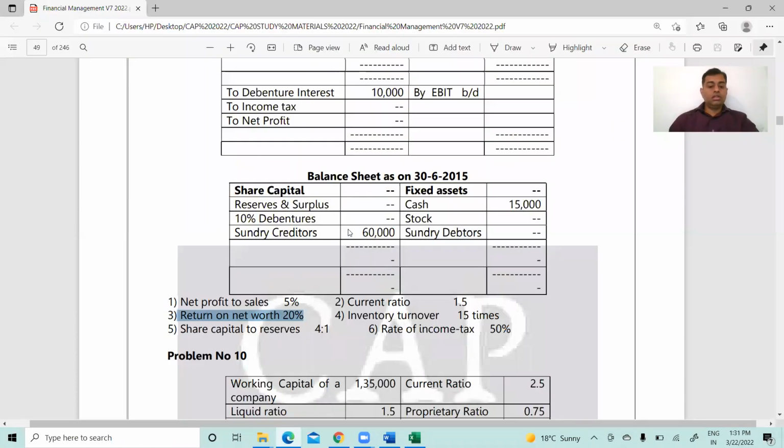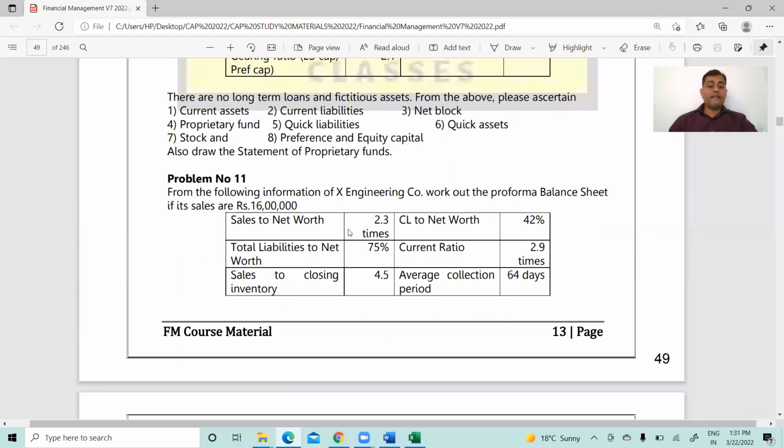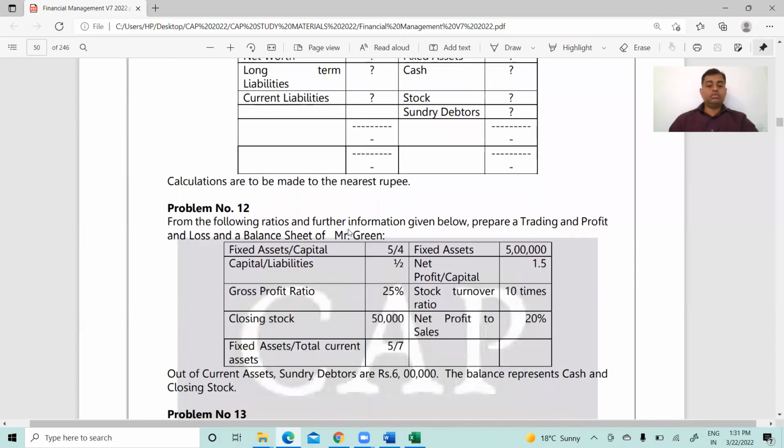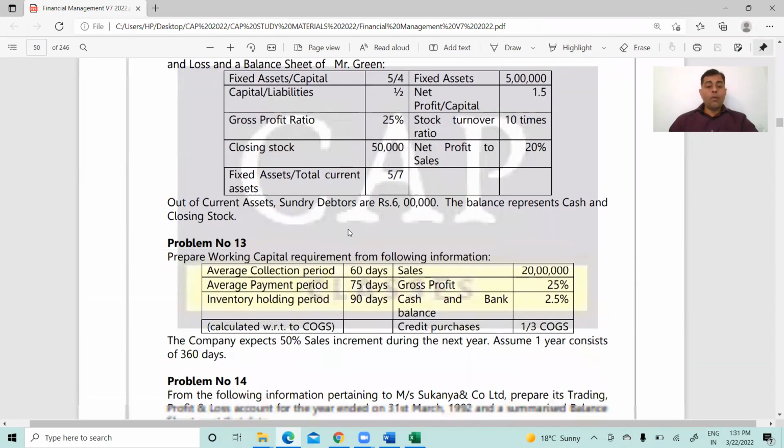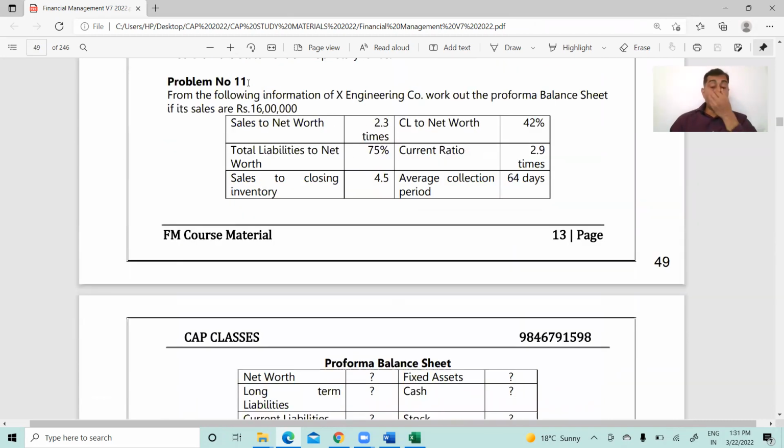Read question number 10. No, wait. Question number 10 we'll do later. 11 and 12 I'll give homework. So read question number 11.